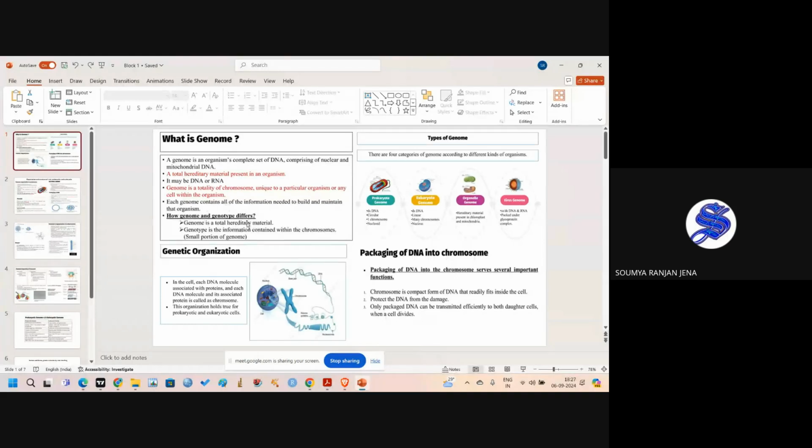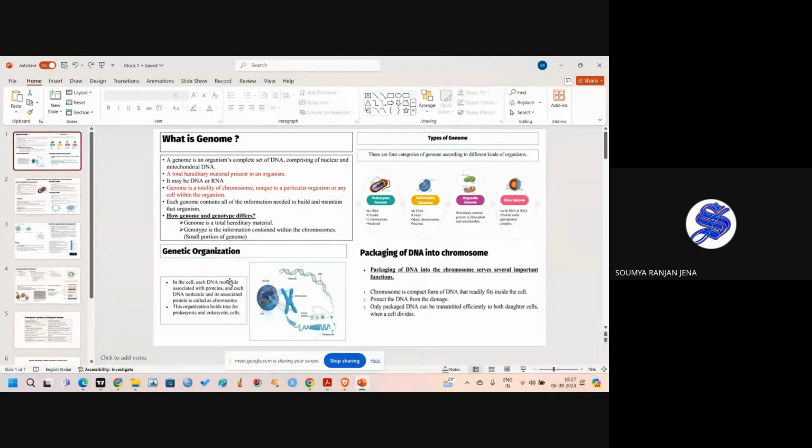Then how do genome and genotype differ? The genome is the total hereditary material, as we discussed. It is transferred from fathers and mothers to offspring, and the genotype is the information content within the chromosome. This genome is present within the chromosome. Here is the chromosome, and a small portion of this chromosome is called the genome.